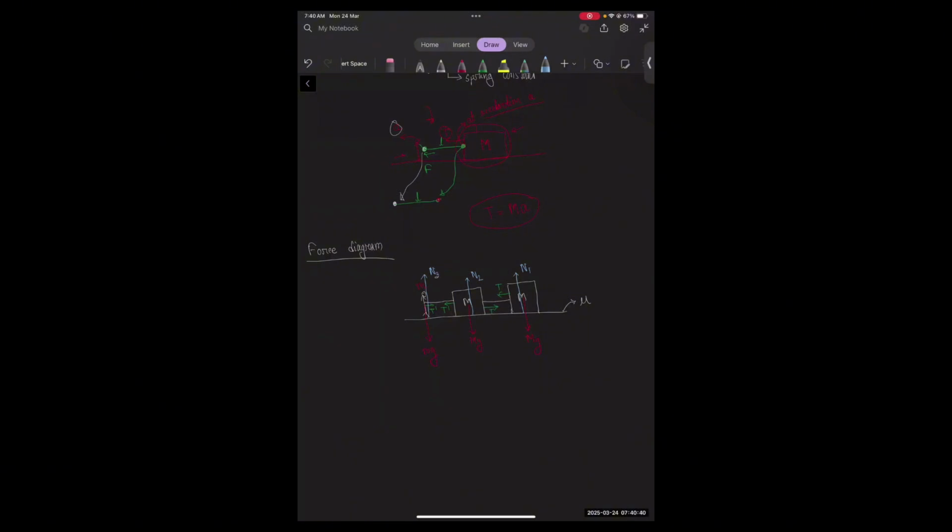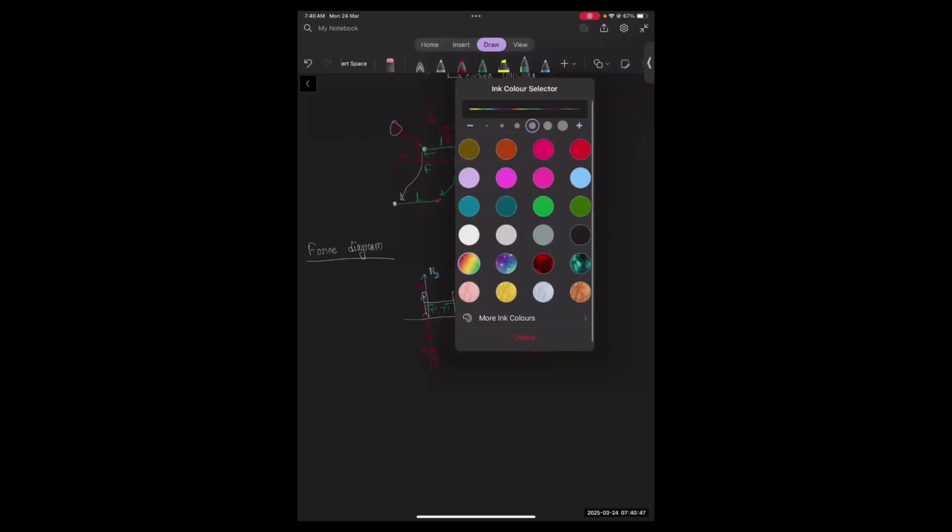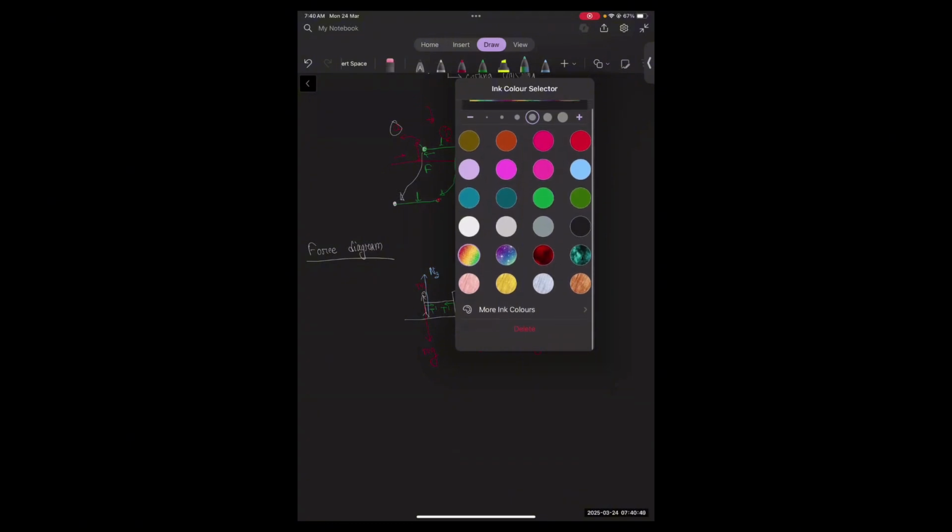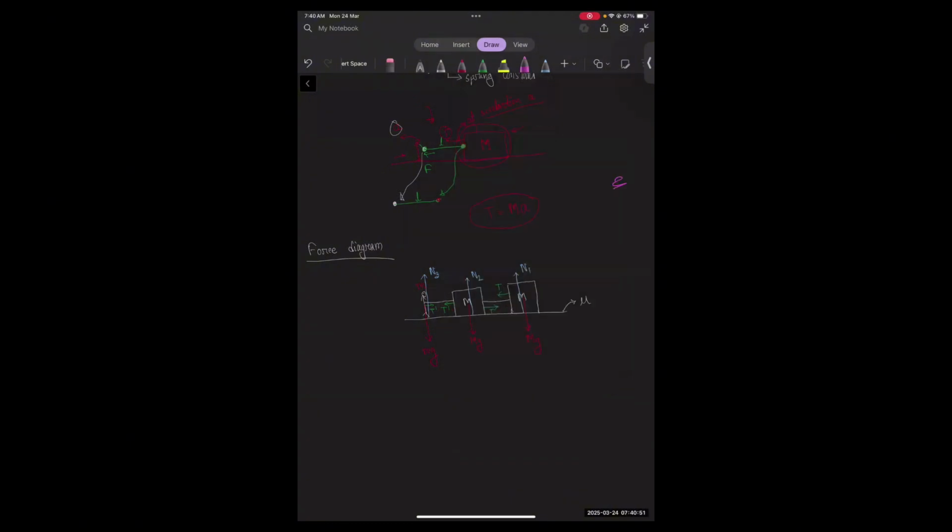All right, and then lastly, we also have friction forces here. So the last force will be friction. Remember, the person is pulling on all the boxes, so the person is moving in this direction.